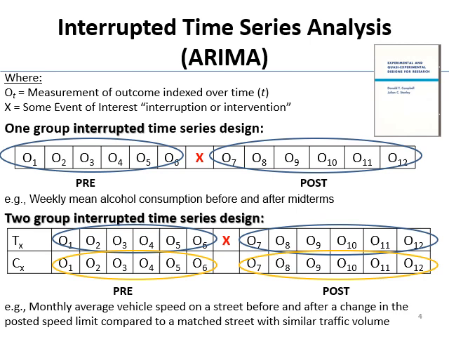So, for example, you could look at monthly average vehicle speed on a street before and after a change in the posted speed limit. That would be your treatment, compared to a matched street that had similar pre-volume. So you'd want a road that's as similar as possible for the control, meaning it had that same pre-speed limit as your treatment road, but you didn't change the speed limit. So you'd see if there's a change in crashes on your treatment group that is bigger than the change in crashes in your control group. And so it's a better design in that sense. You can rule out some confounding.